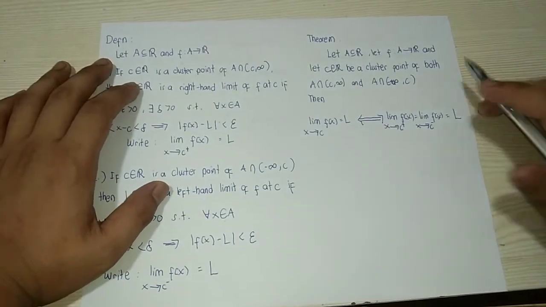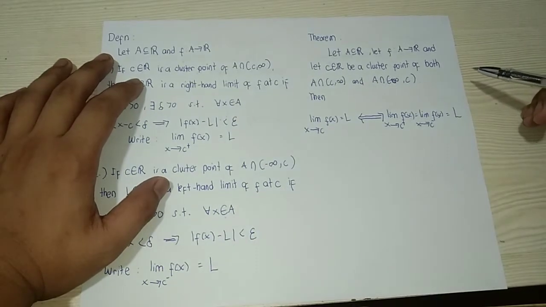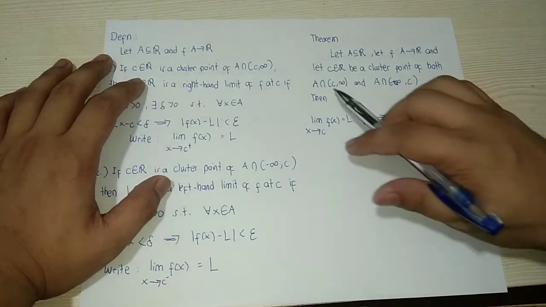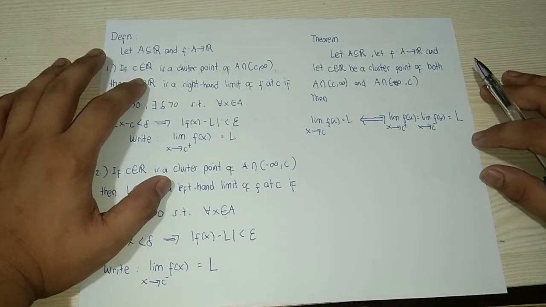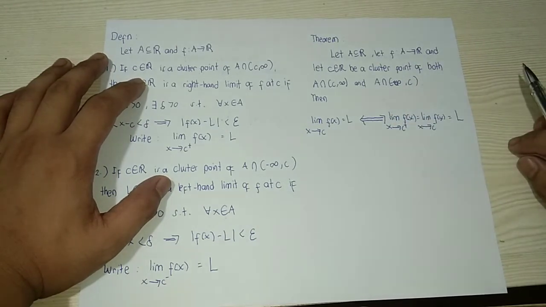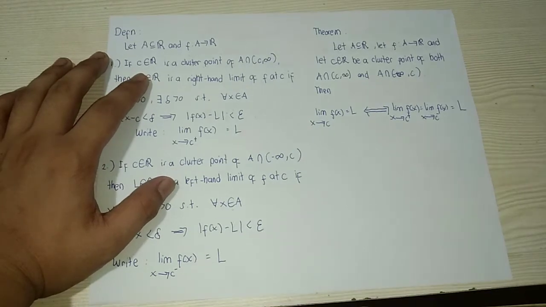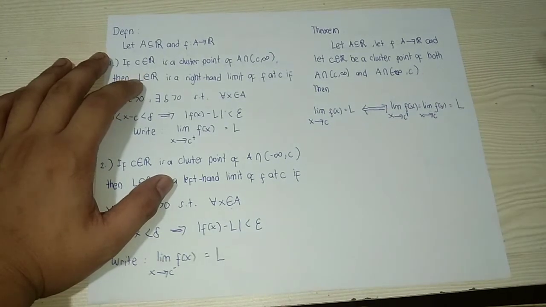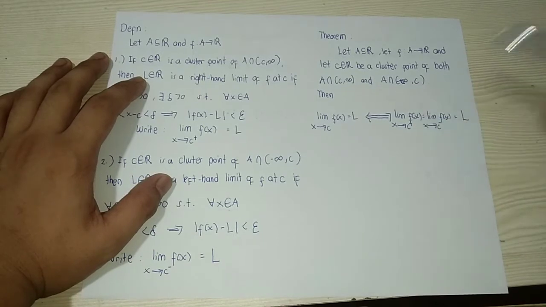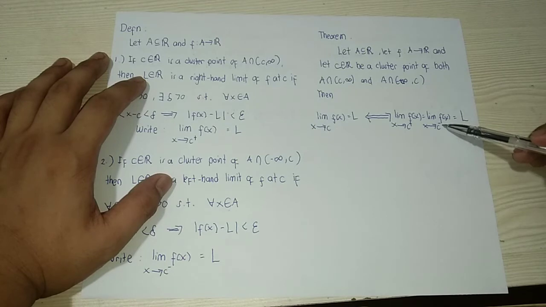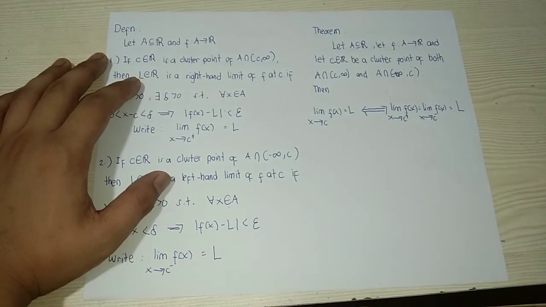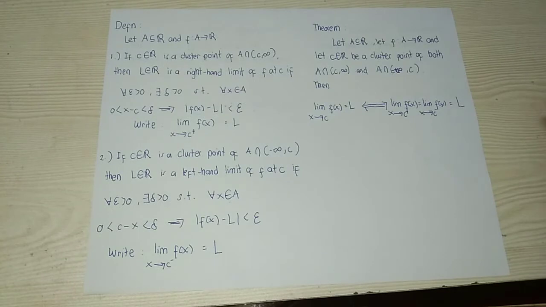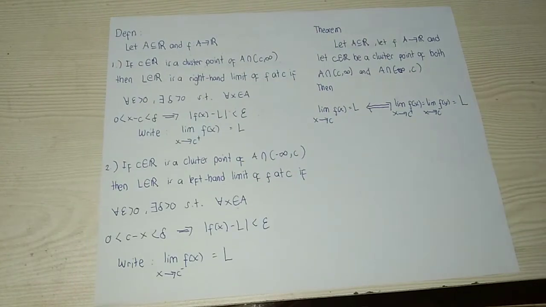Now, we have a theorem here. Let A be a subset of R, let f be a function from A to R, and let C element of R be a cluster point of both A intersection (C, infinity), for the right-hand limit, and A intersection (negative infinity, C). Now, the limit exists and that limit is L if and only if the right-hand limit is equal to the left-hand limit and that limit is L. So we already know this theorem from differential calculus. I will not prove this theorem; I will just give you an example.